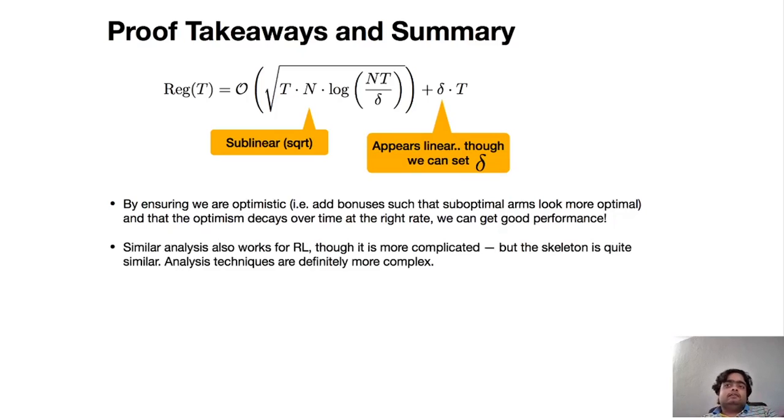And similar analysis also works for RL, though it's a bit more complicated because we have MDPs, sequential transitions, and so on. Although the skeleton is quite similar. So you still look at the difference between the upper confidence bound and the lower confidence bound, typically for the value function there. You need to bound that in a way. But essentially the skeleton of the proof is very similar. And for instance, the reward function will become the value function, T will become the number of episodes, etc.